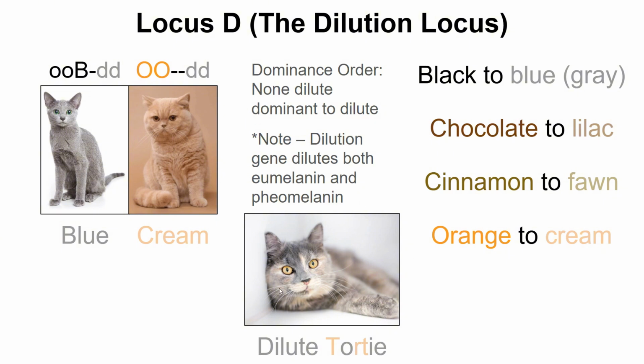Here's a dilute tortie, because it can in fact dilute both eumelanin and pheomelanin at the same time. So you won't find a gray and orange tortoiseshell or a cream and black tortoiseshell. It'll always just be gray and cream or black and orange.